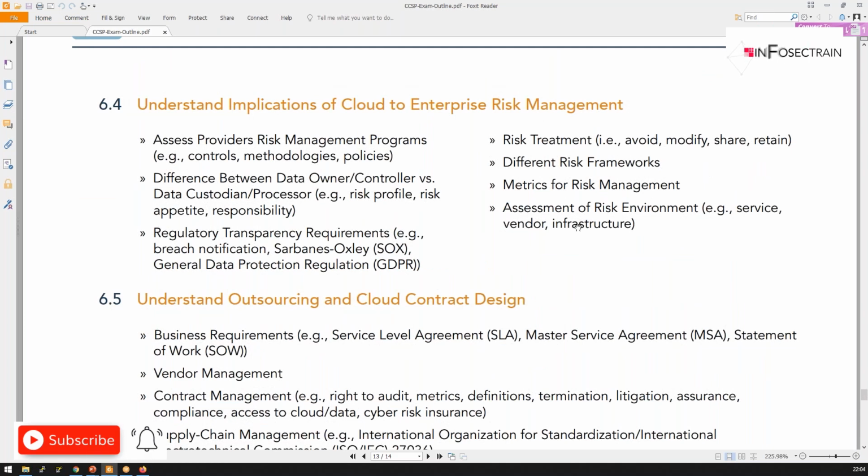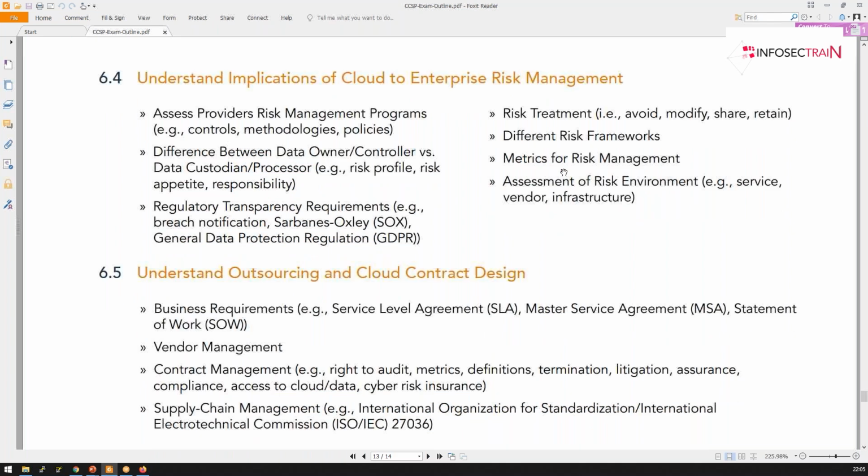And how to have proper risk management, like what factors we have to consider for ensuring proper risk management, like who is the data owner, who is the data custodian, and how to enforce the risk. And understand that we can't transfer certain risks to the cloud provider, like the data compliance risk and the organizational reputation risk. All these things cannot be transferred to the cloud service provider.